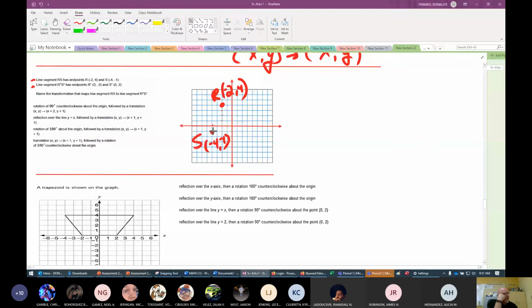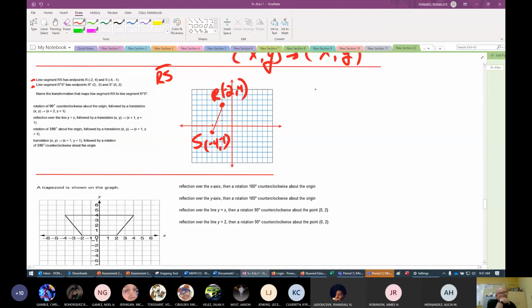All right, and that's my first segment. That is segment RS, okay? Then they tell us line segment R, and notice that it's double prime. So we're doing a reflection, a translation, or a rotation, and then we're doing another one, and you'll see that in the answers, okay?